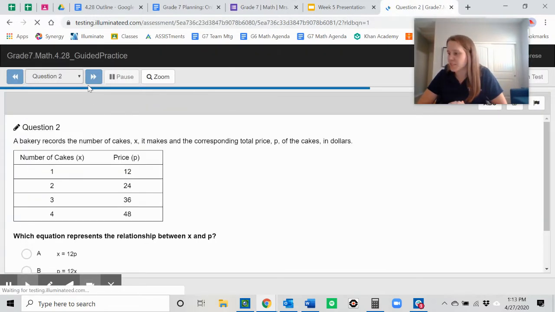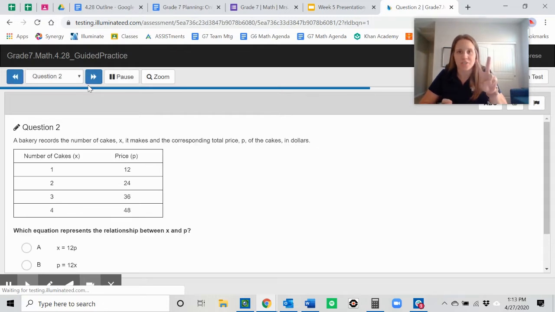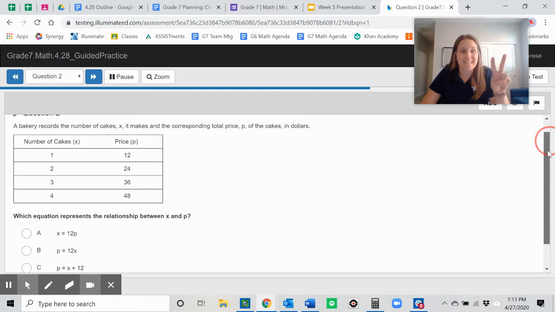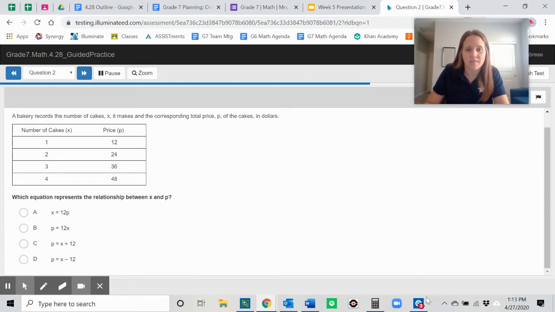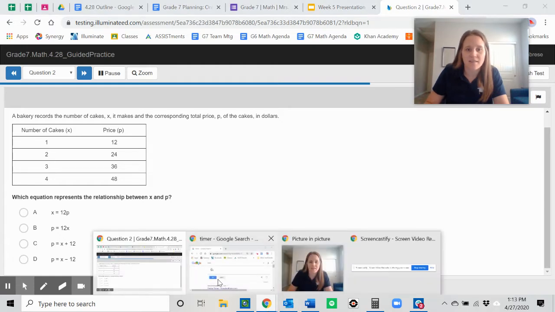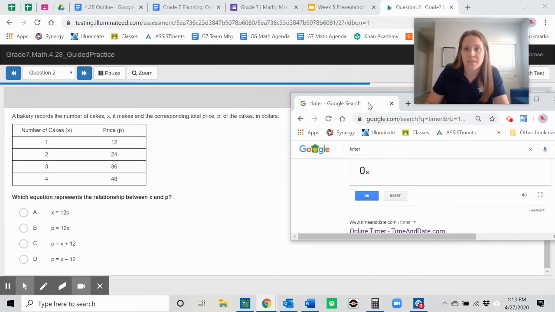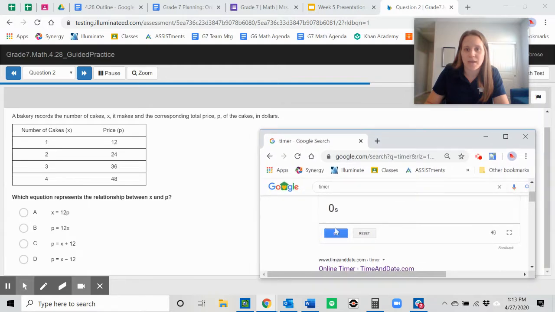Awesome. We're ready to move on to question 2. Go ahead and put question 2 on your paper. Okay. You're going to do the same thing. Look at the relationship in the table. Identify the equation that matches that situation. 1 minute on the clock. Try to make your work look like the work that I just showed my example. Okay, go.